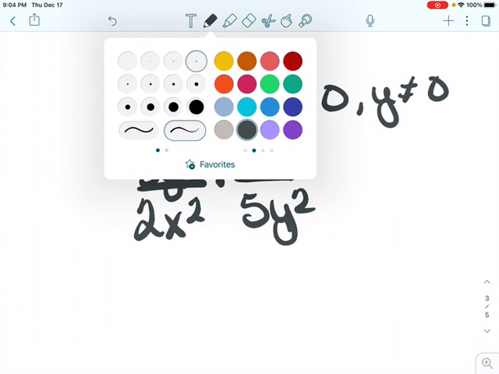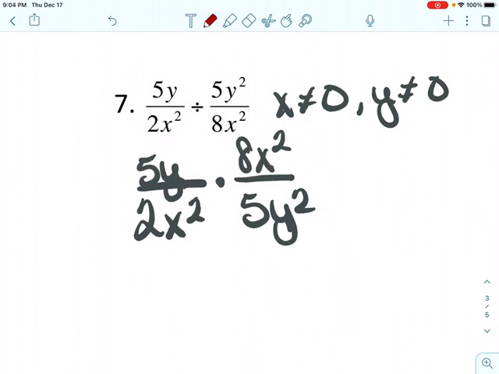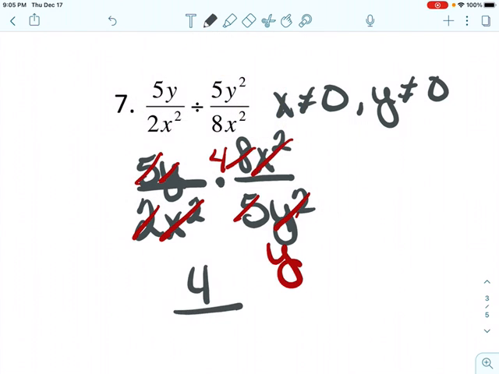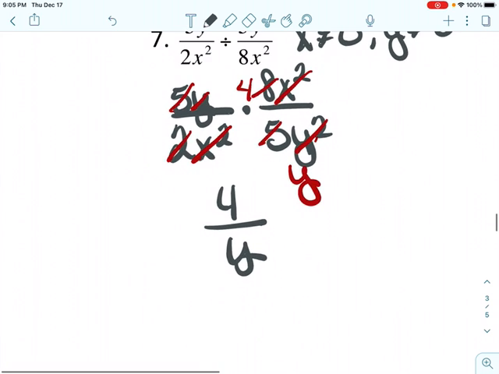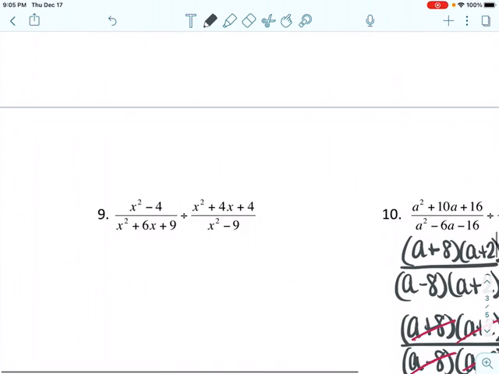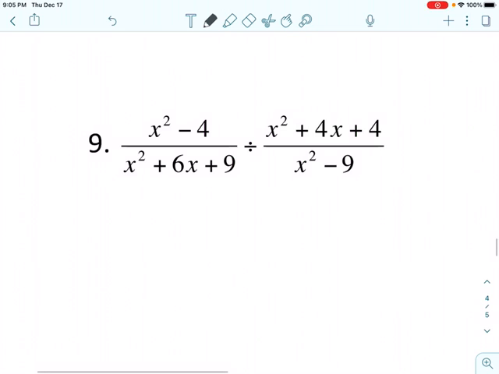Now I can reduce diagonally and up and down. So I can get rid of the 5's. For this y squared and this y, there's still going to be a y left. X squared and x squared. And yes, you can do 2 into 8 and get 4. So we're left with 4 over y. Okay. All right, let's try something a little tougher here.